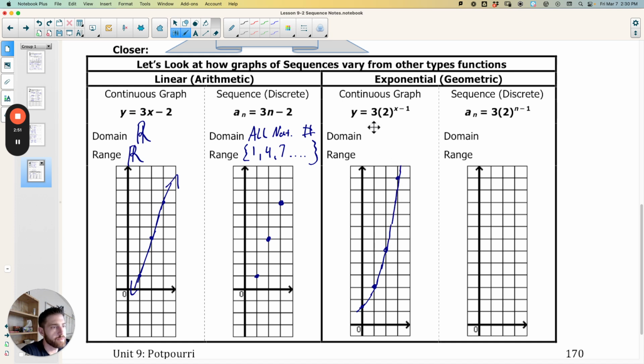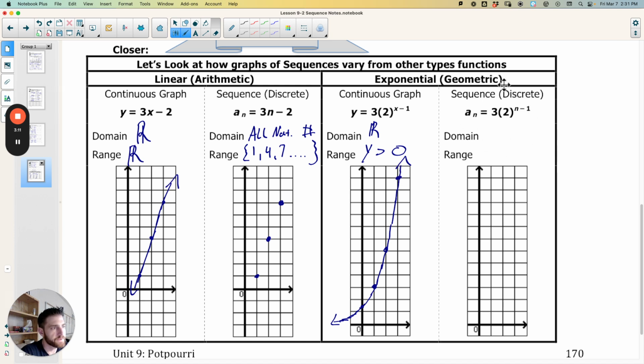Okay, so the domain, all the values of x that I can plug in, is all real numbers. The range is all values of y that are greater than 0, because there's going to be that horizontal asymptote right here where this approaches. But this is continuous because it makes sense to take on the values in between the points we plot.